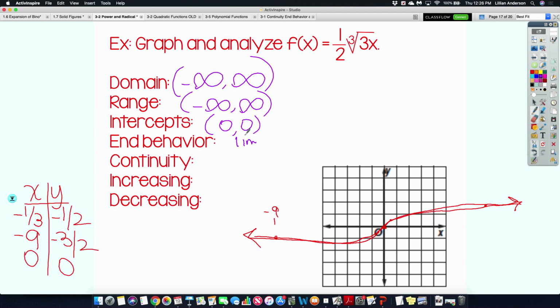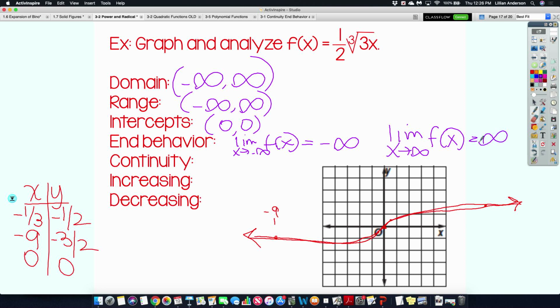So the limit as x approaches negative infinity is what? Negative infinity. Because it's not going to level out. It is going to continue to increase and get bigger and bigger and bigger. The limit as x approaches positive infinity is positive infinity.